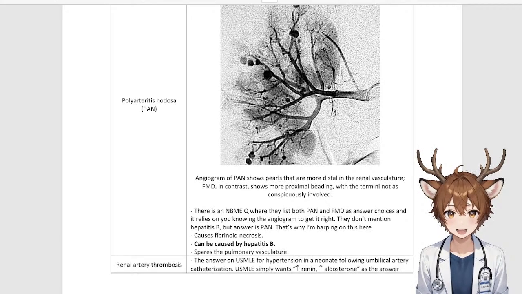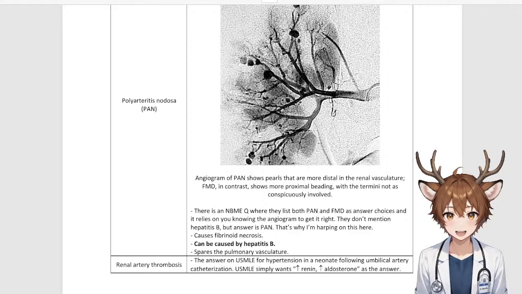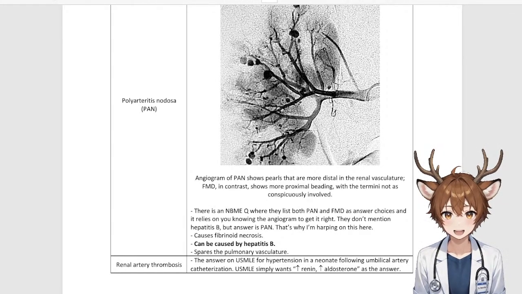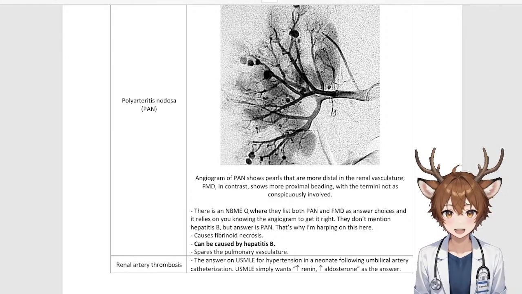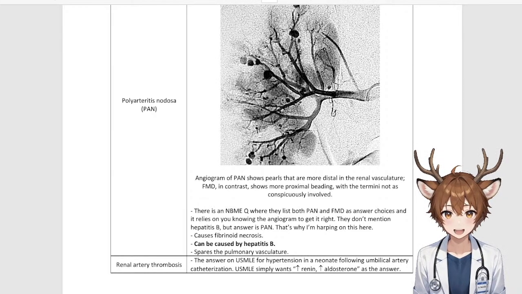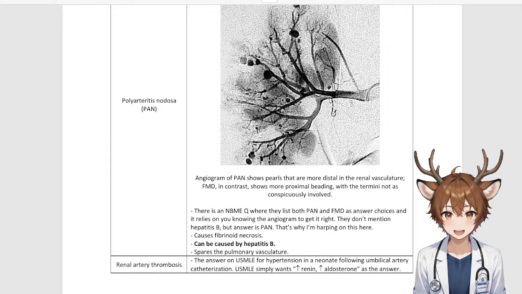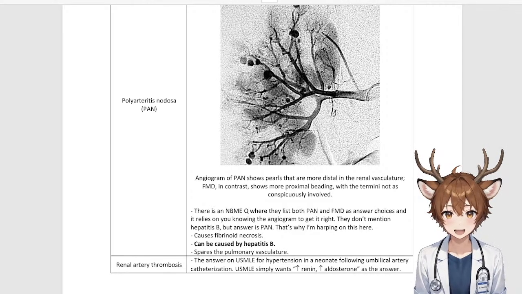So anyway, back to polyarteritis nodosa. Angiogram of PAN shows pearls that are more distal in the renal vasculature. Fibromuscular dysplasia, in contrast, shows more proximal beading, with the termini not as conspicuously involved. There is an NBME question where they list both PAN and FMD as answer choices and rely on you knowing the angiogram to get it right. They don't mention hepatitis B, but the answer is PAN. That's why I'm harping on this here. Causes fibrinoid necrosis, can be caused by hepatitis B, spares the pulmonary vasculature.